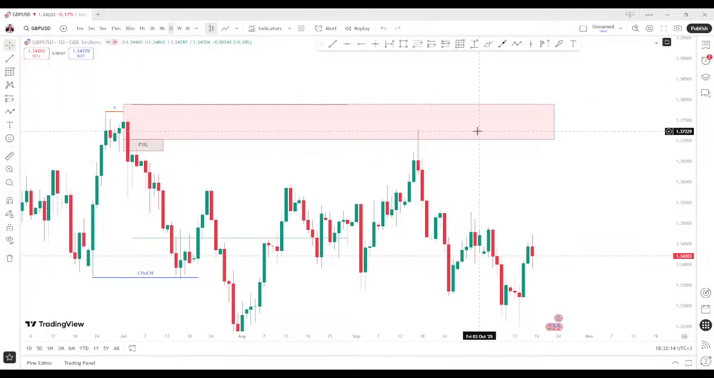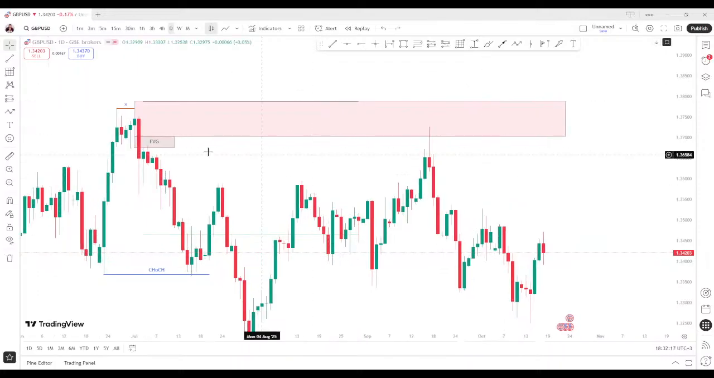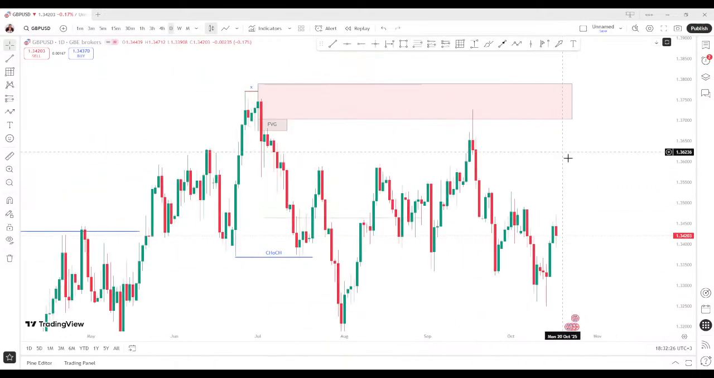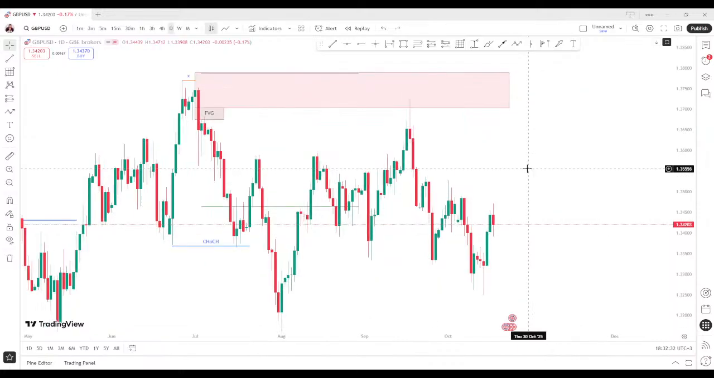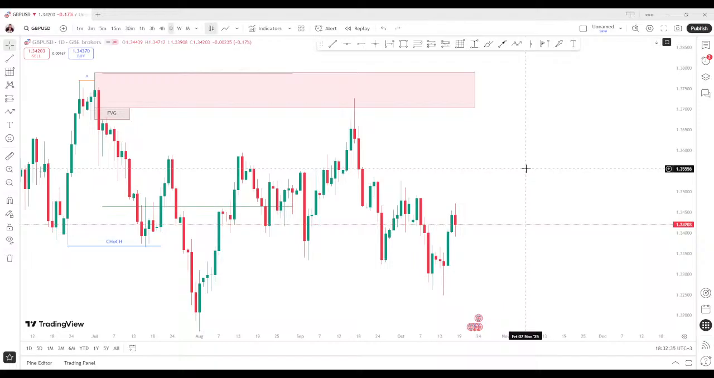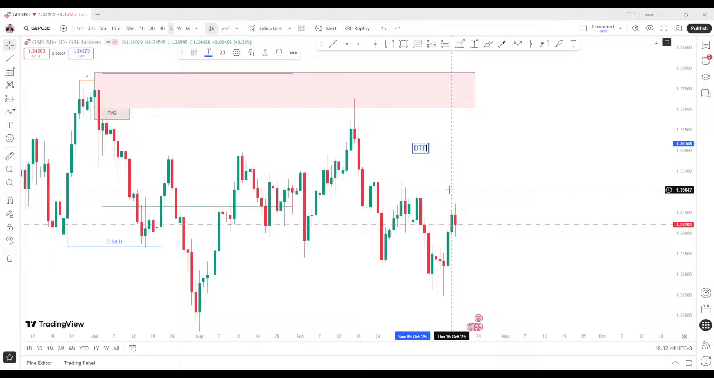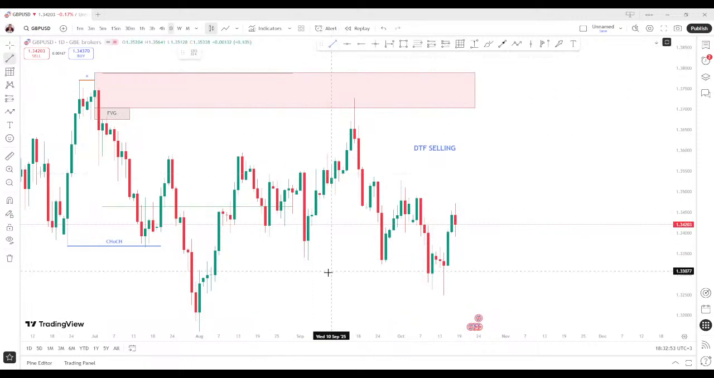Okay, so we can see that the market took out the FVG, and then it came to our order block, and then we are selling. That means we don't have any reason to be looking for large buys. But I want you to see something here, because this is daily. So in the daily time frame, we are selling. We are selling because there was a break of market structure here, or what we can call a change of character.